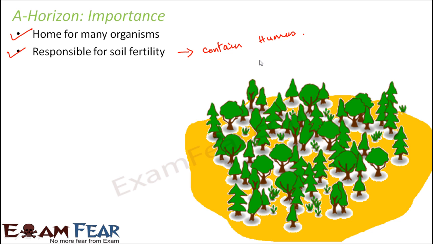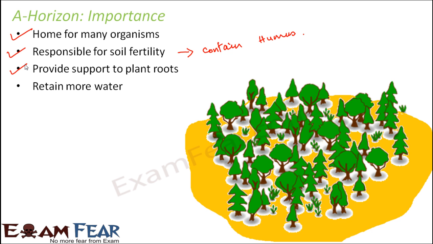It provides support to plant roots, because the roots of the plants bind and firmly get stuck to the soil at this layer. So that means it is also providing structural support to the plants. It retains more water. As I mentioned, this layer is soft and porous. It has pores, and these pores are used to store water, and that's how it holds more water.